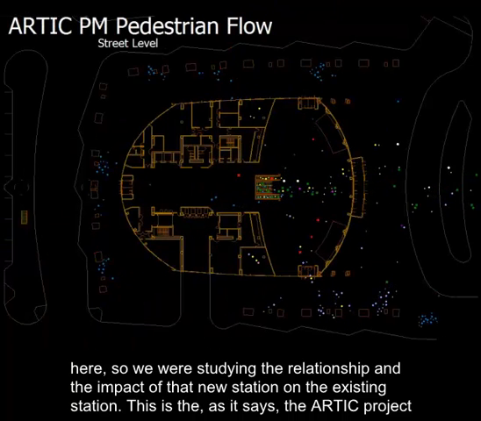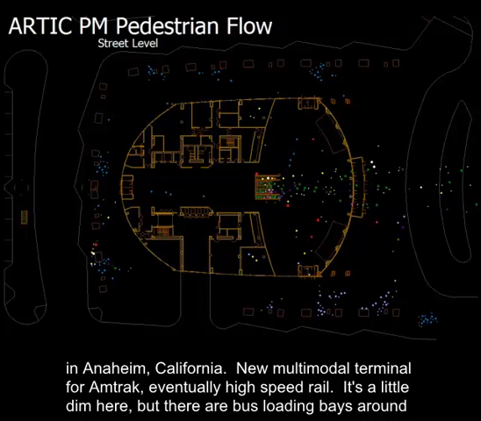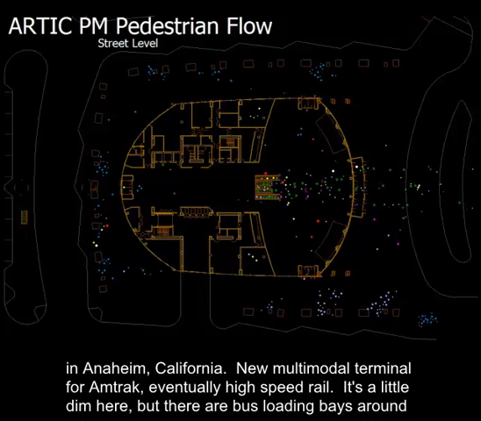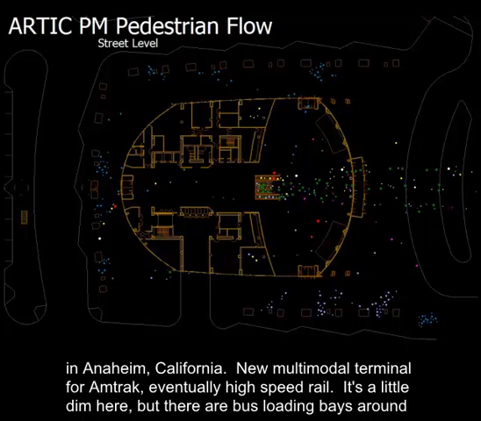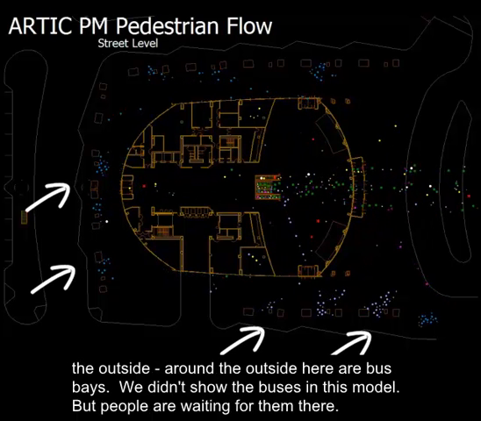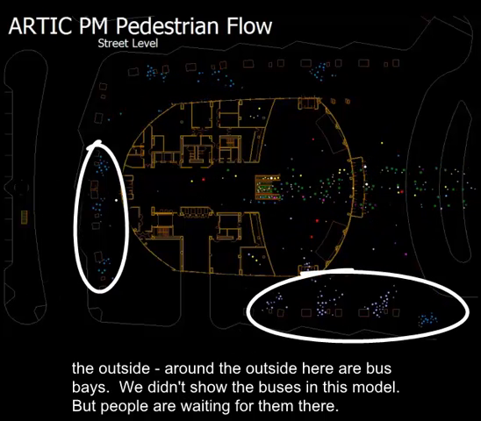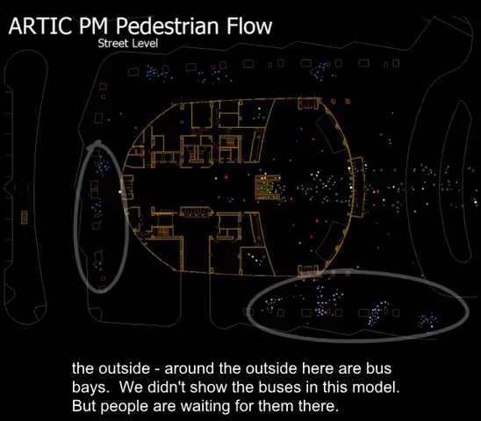This is, as it says, the ARTIC project in Anaheim, California, a new multimodal terminal for Amtrak, eventually high-speed rail. It's a little dim here, but there are bus loading bays around the outside. Around the outside here are bus bays. We didn't show the buses in this model, but people are waiting for them there.